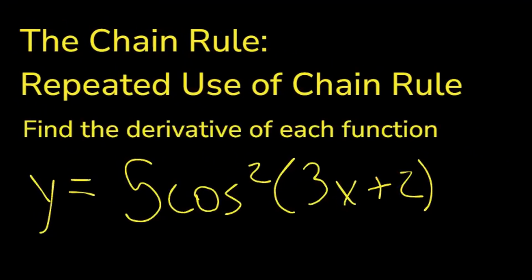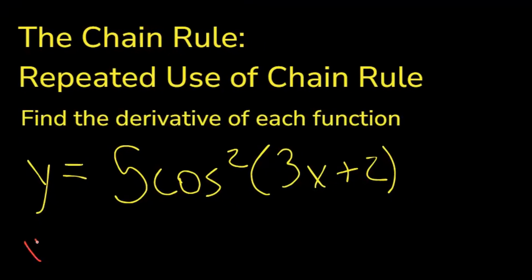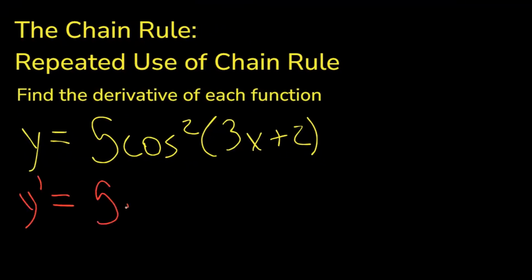Let's look at an example here. Now, remember what we taught you, that cosine squared is really squaring the whole cosine function. So if I take the derivative, this is going to be 5 times, the 2 is the exponent, so it's a power function. So the derivative is going to be 2 cosine, technically to the first power, but we don't need to write that, of 3x plus 2.